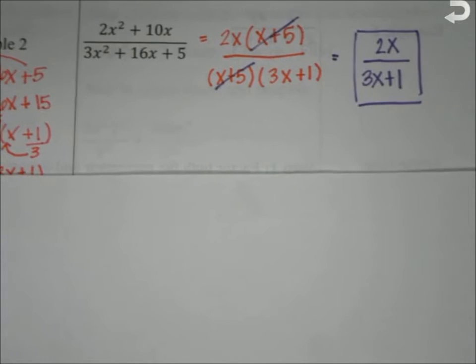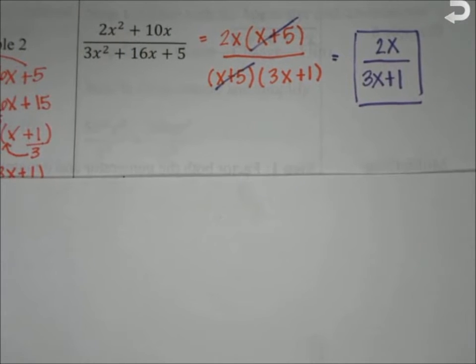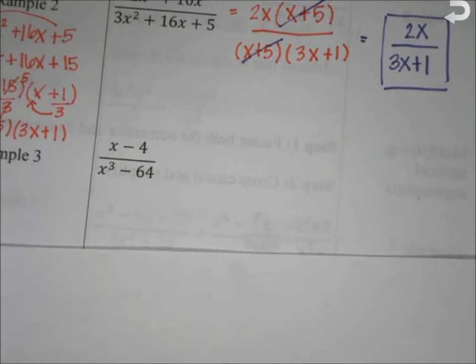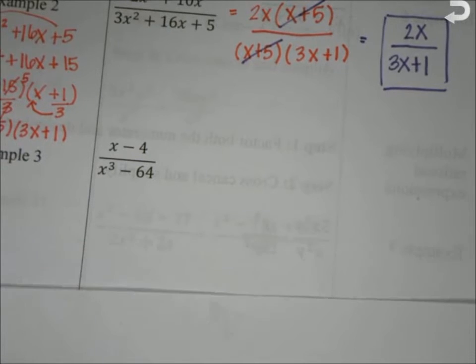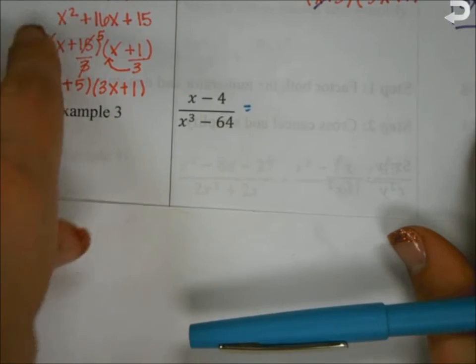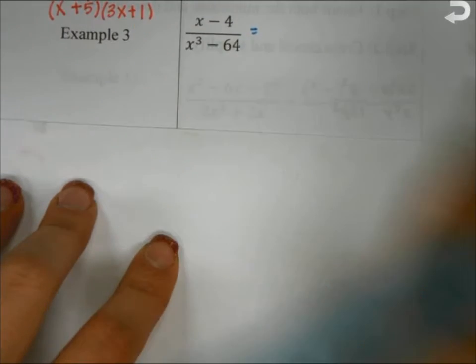Example 3. X minus 4 over x to the third minus 64. Question: can I factor that numerator? X minus 4, does that factor at all? No, so we just leave it, x minus 4.